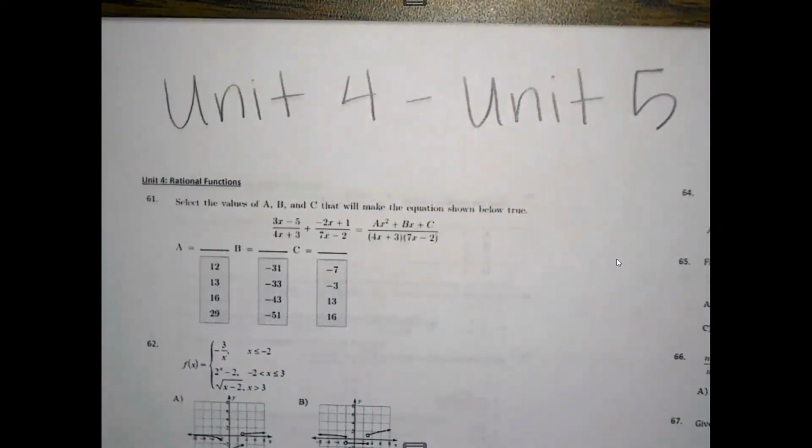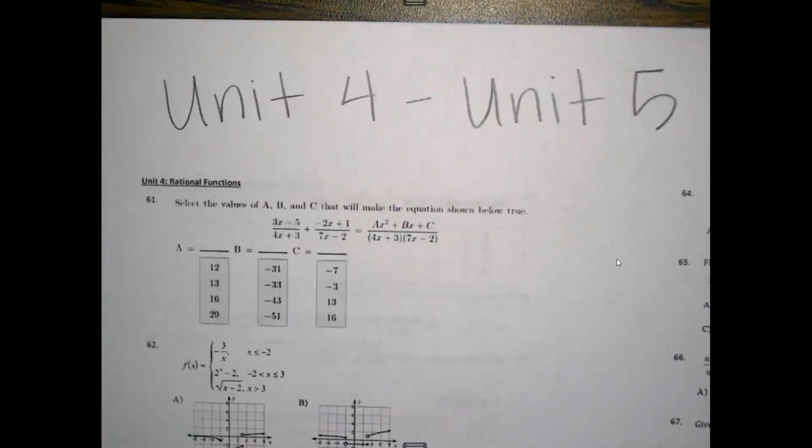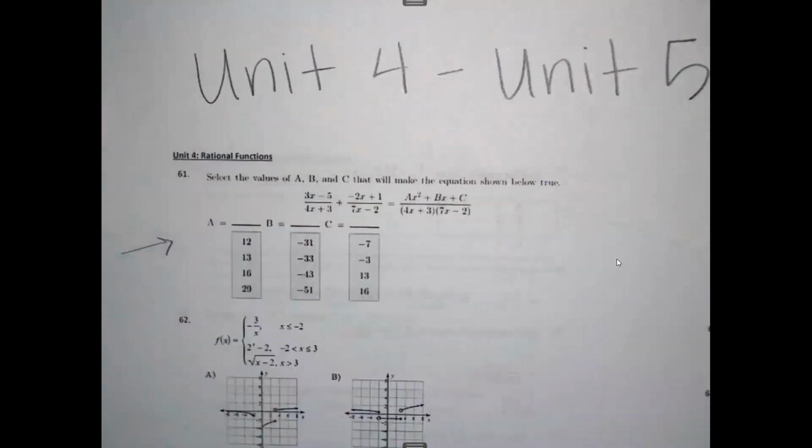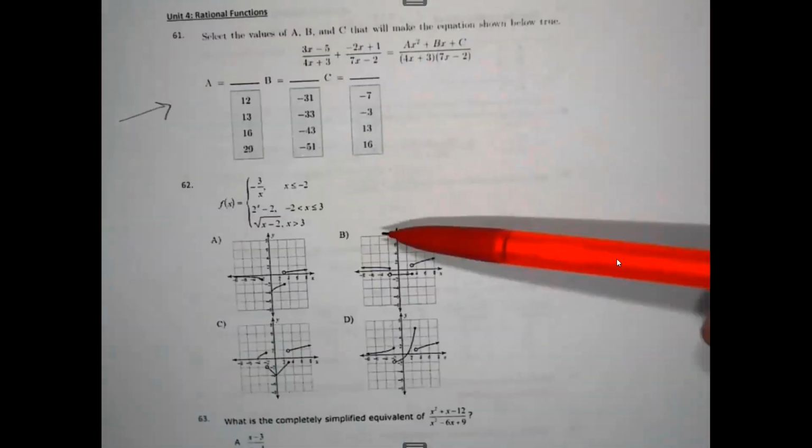All right. So unit 4 was the rational functions. That's the one with fractions. We're gonna do 61, but we're gonna come back to it once we've warmed up a little bit. So for the next one, let's go down to 62. We're just gonna remember how to plug in piecewise functions.